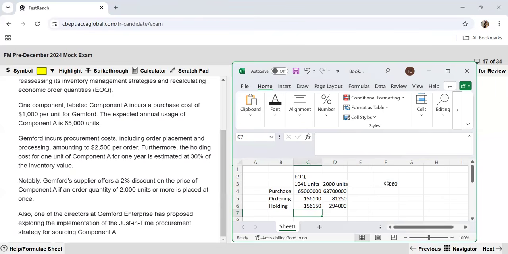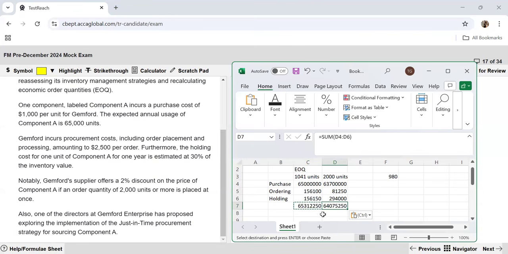Now we can sum all of them. This will give us a comparison. How much is it going to cost us if we order what? In the first scenario, it's going to cost us 65312250. In the second scenario, it's going to be 64075250. So we can draw a comparison.